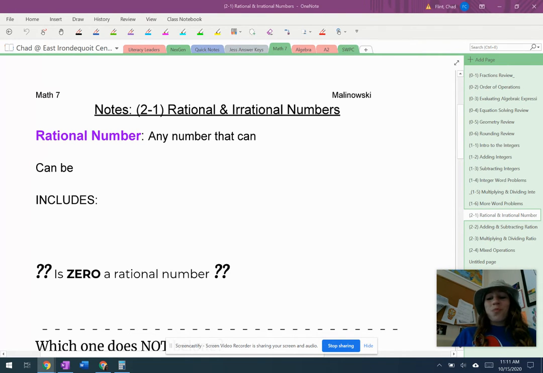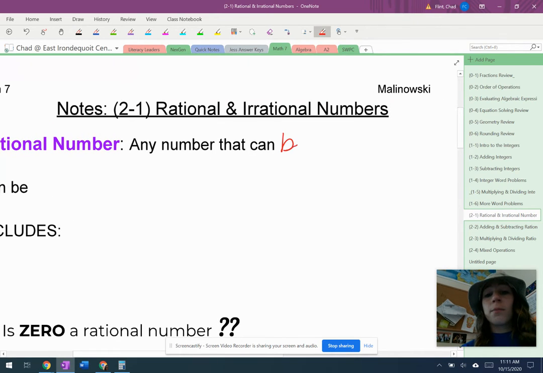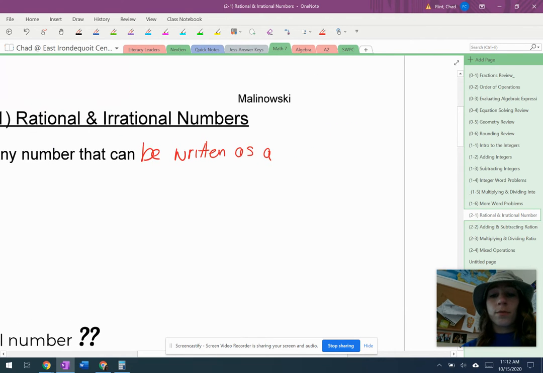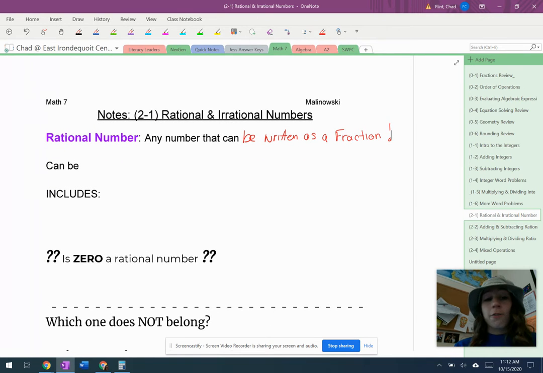Just kidding. All right, so 2-1, rational and irrational numbers. A rational number, and this is a very important definition. This definition is going to follow you all the way through algebra class when you see me in 9th grade. A rational number is any number that can be written as a fraction. So, rational number, any number that can be written as a fraction.